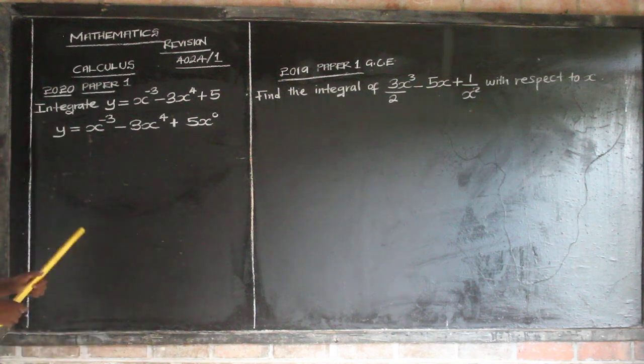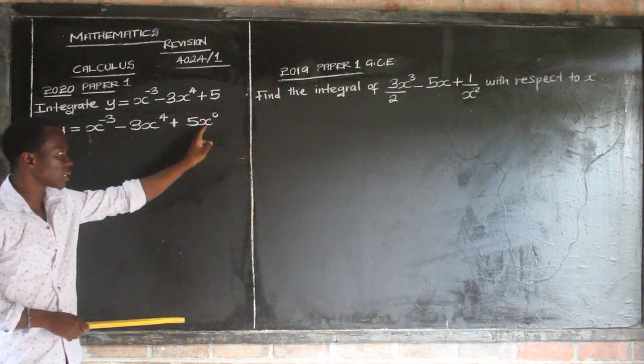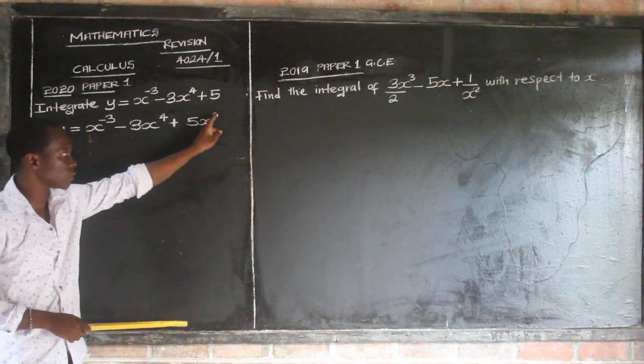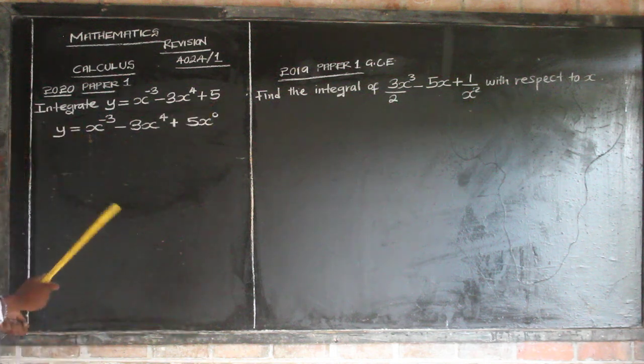Come back to what? 5. So this 5 can also be written as x to the power what? 0. So this one and this one are just the same. So you're supposed to reject this one before you proceed. Okay, so now let us proceed.